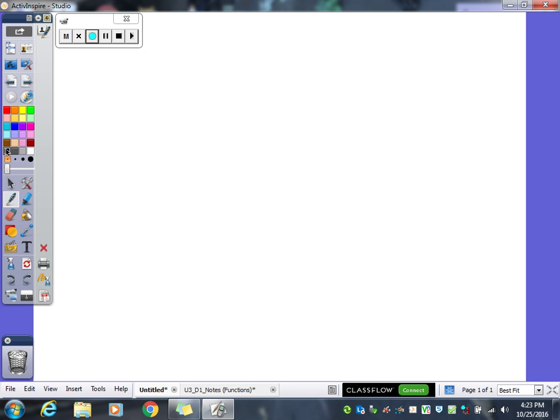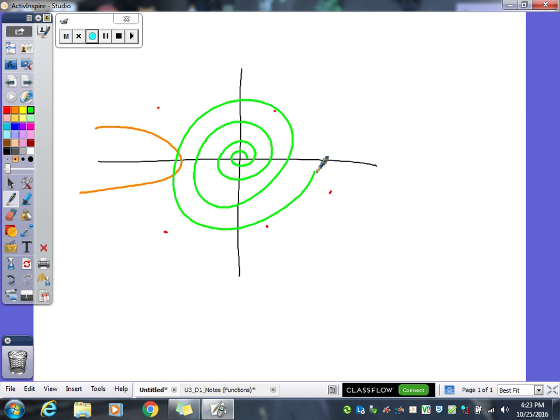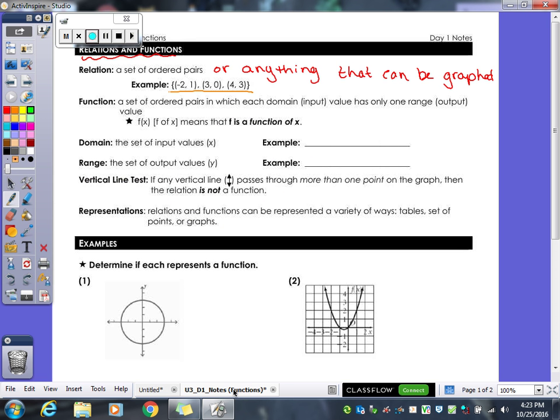If I were to have just a blank graph here, I could have some random points all around, and that would be an example of a relation. I could actually have some kind of a pattern to it. That would be a relation. You could even have this little spiral thing. That would be a relation. So really anything that can be drawn on a graph or written as some ordered pairs is an example of a relation.